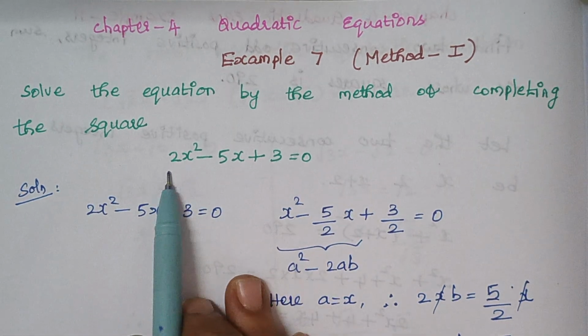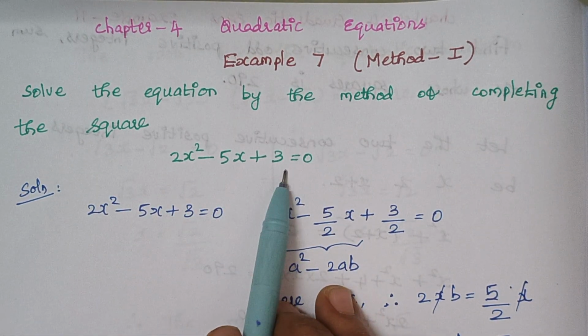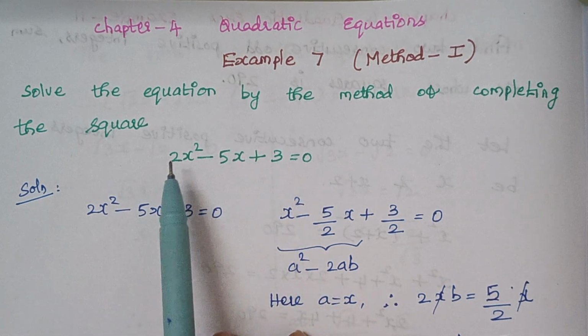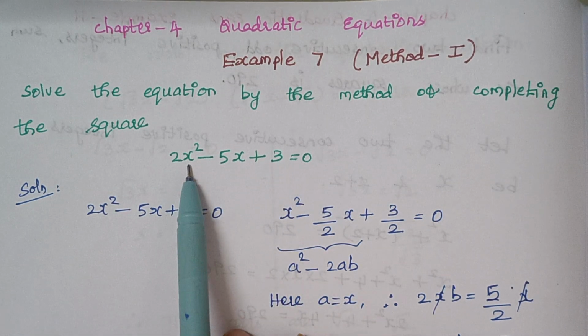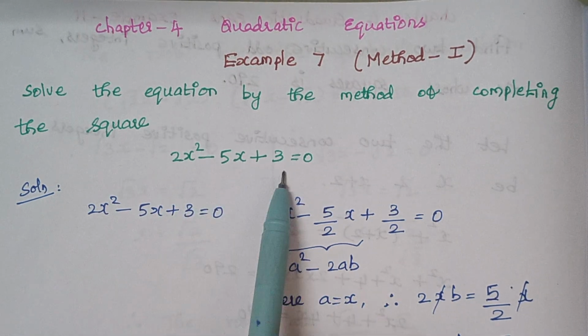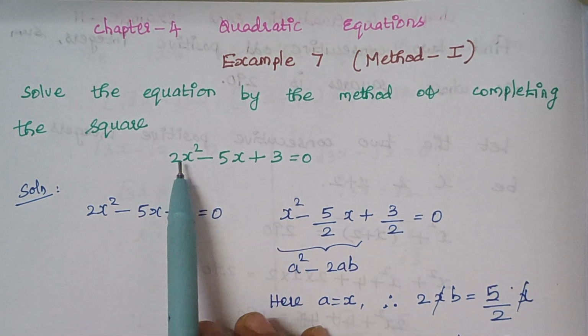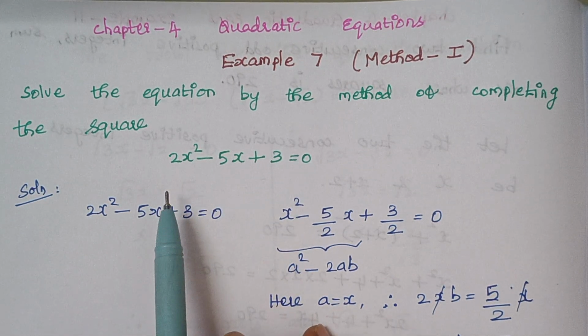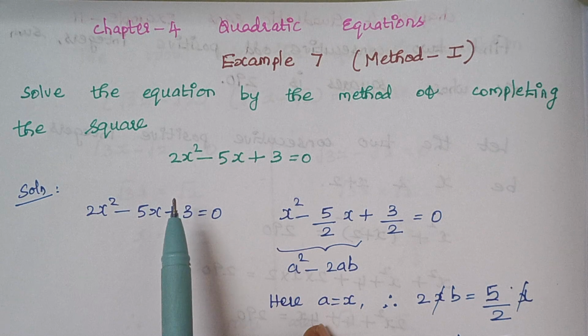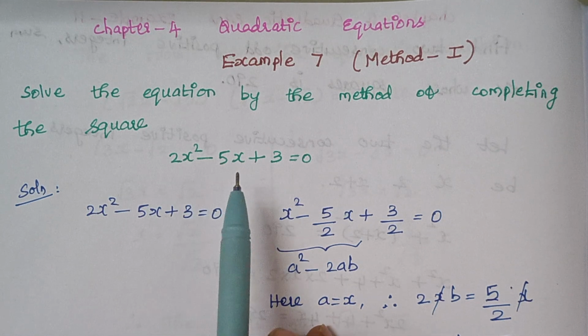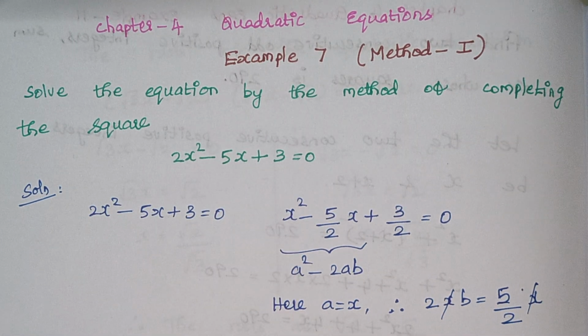So here we are given a quadratic equation, and when you look carefully there is some coefficient of x square. So here in this problem, what is the coefficient of x square? It is 2. Solving a problem by using the method of completing the square is a bit different, but it is easy.